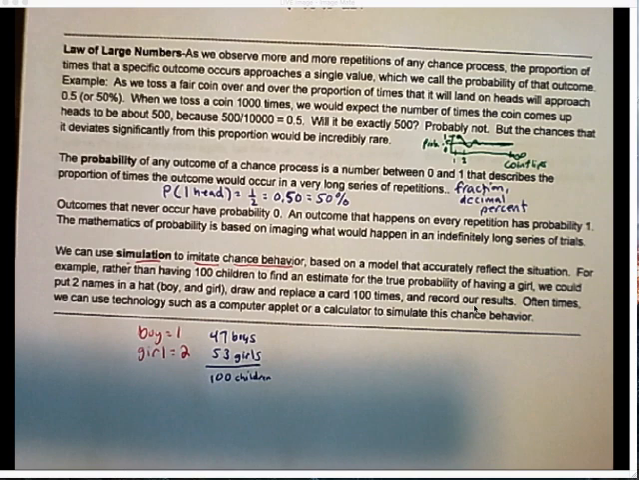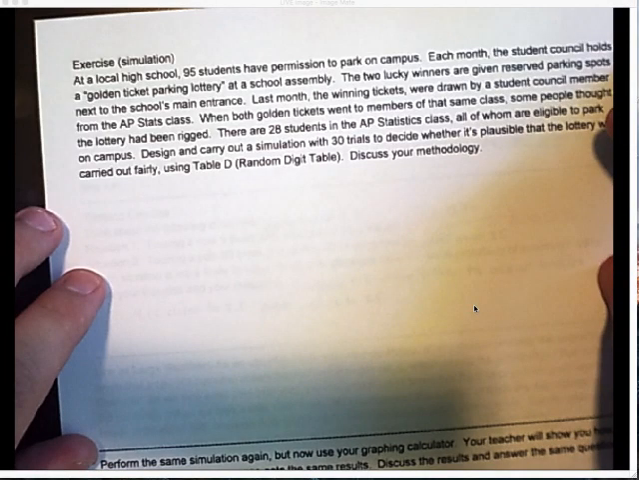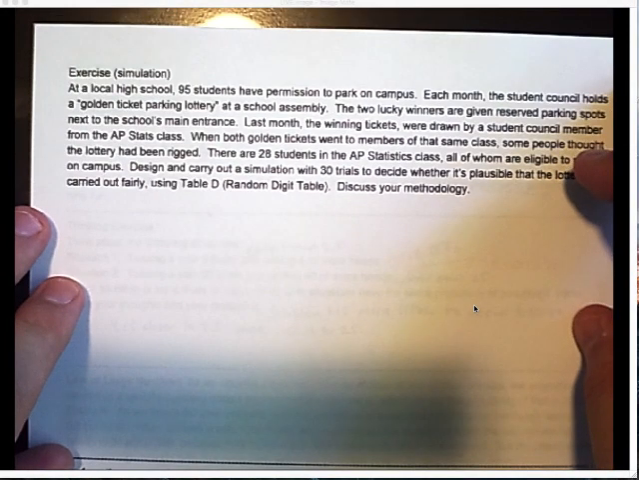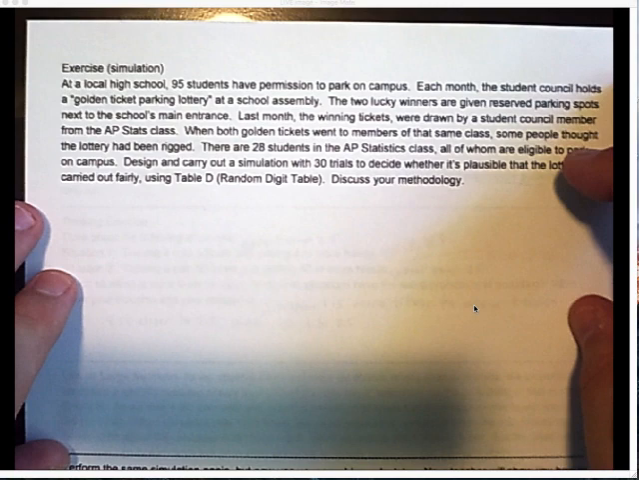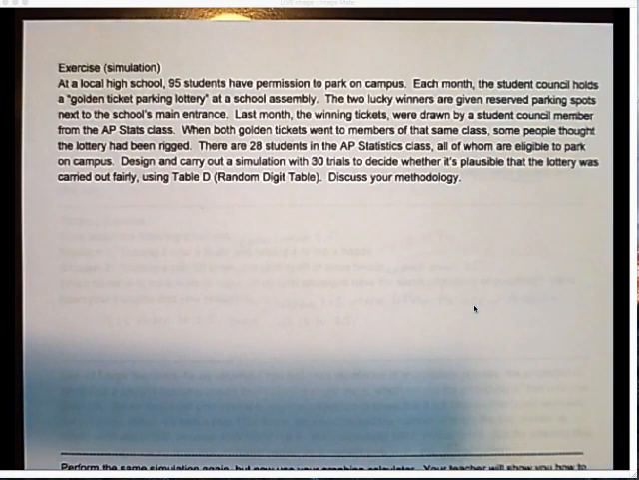So let's look at the next exercise about simulation. Sorry, my screen's a little bit delayed. So let's read this exercise. It says, at a local high school, 95 students have permission to park on campus. Each month, the student council holds a golden ticket parking lottery at a school assembly. The 2 lucky winners are given reserved parking spots next to the school's main entrance.